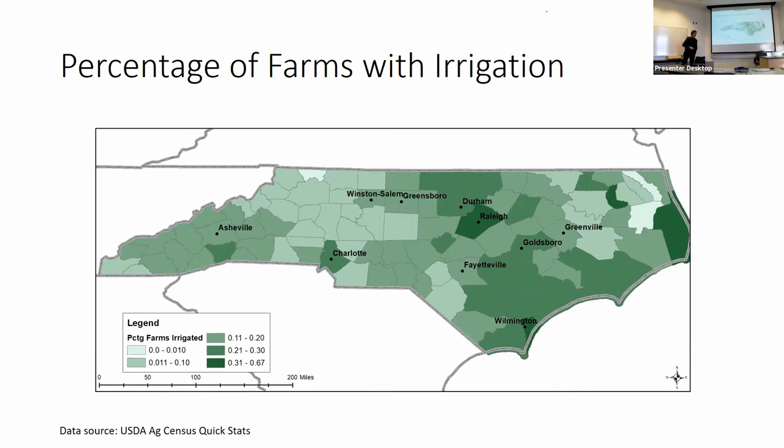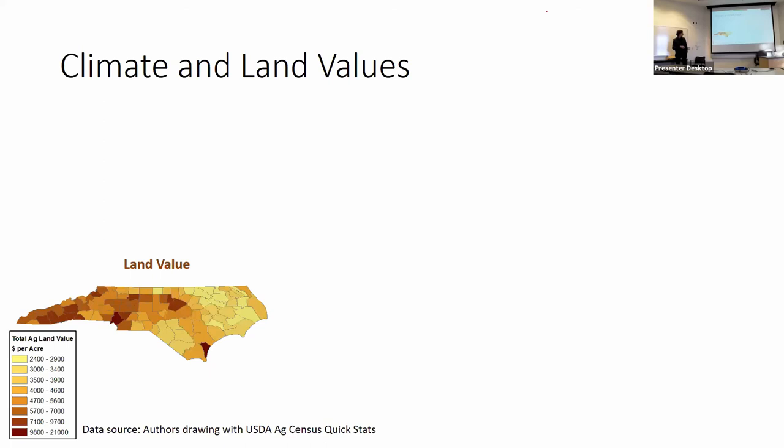Okay. What I usually do now is talk about how climate could affect agricultural land values, so that we're getting a little more into the economics. Here are agricultural land values per acre in North Carolina. The darker is more valuable ag land. But you see some interesting patterns. Where's the most valuable ag land? Well, here's Wilmington, Raleigh, Durham, Charlotte. It's right around the cities.